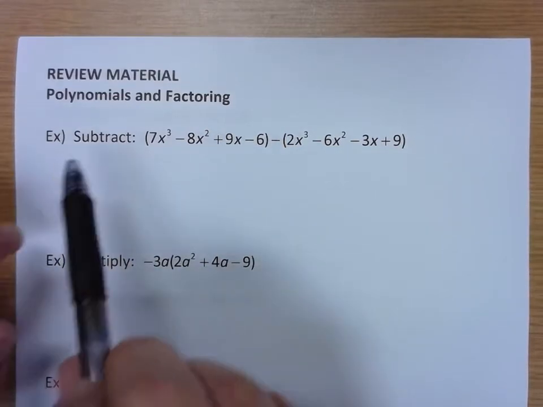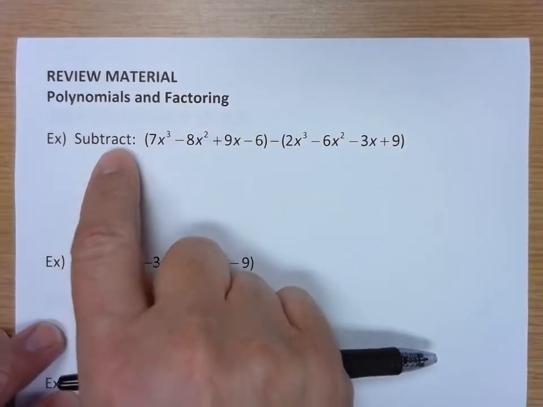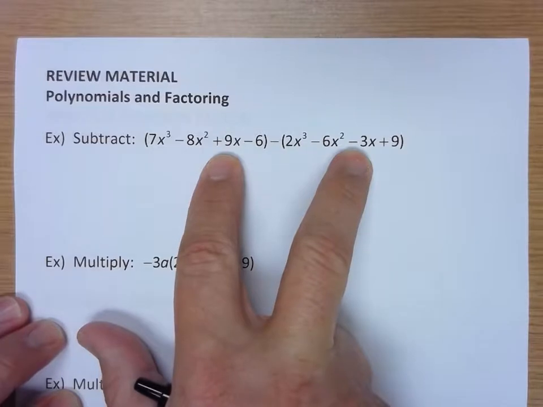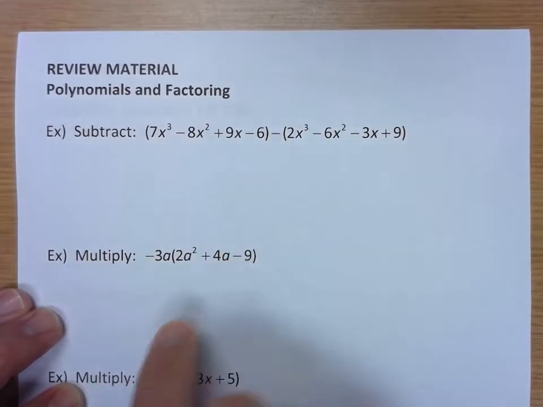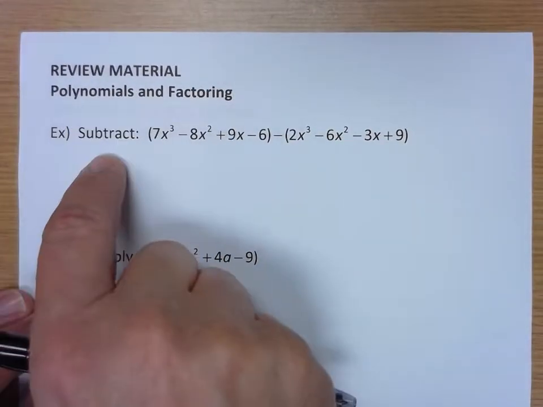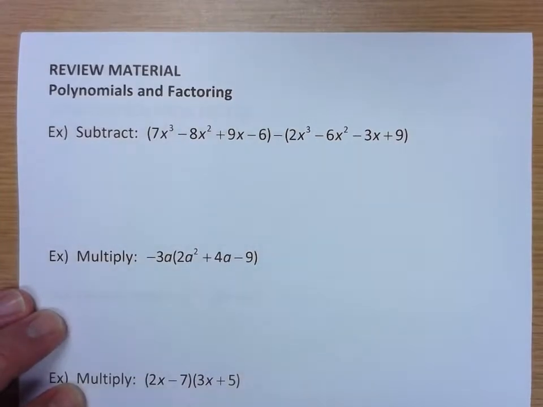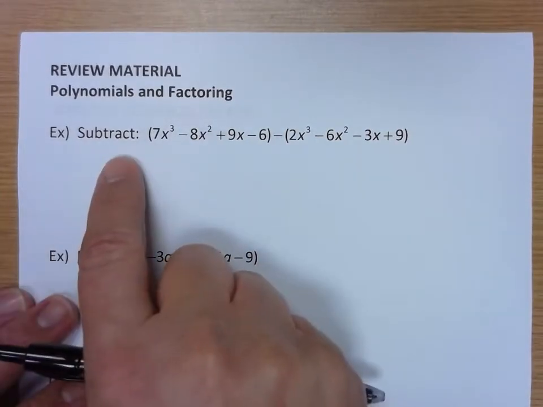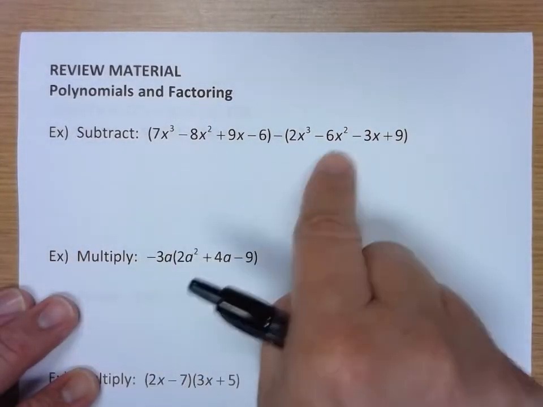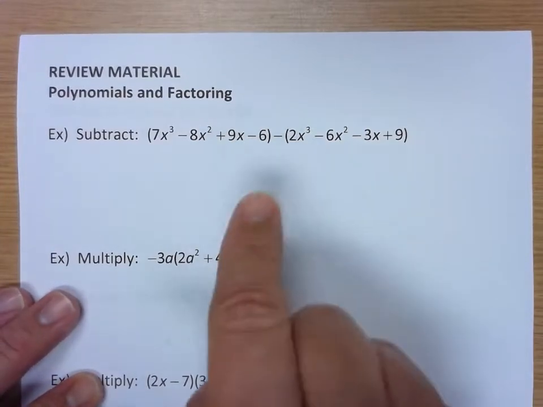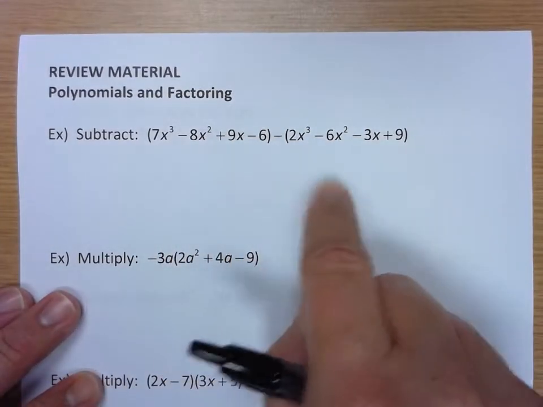We're dealing with addition and subtraction. The instructions say to subtract these polynomials. Subtraction is technically another form of addition because subtracting is really just adding the opposite. So the main rule to remember whenever you're doing addition or subtraction with polynomials is you're going to add and subtract what are called like terms.